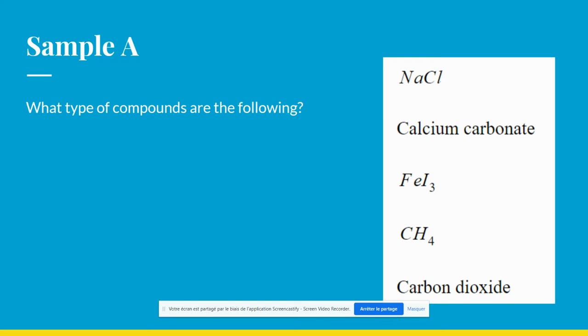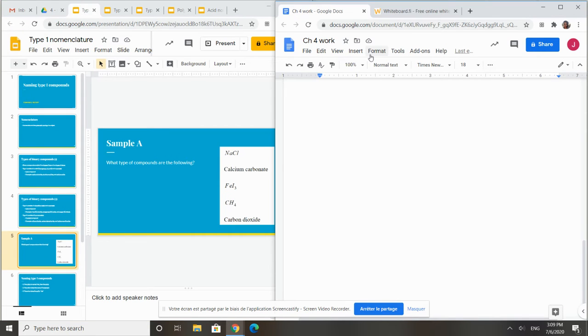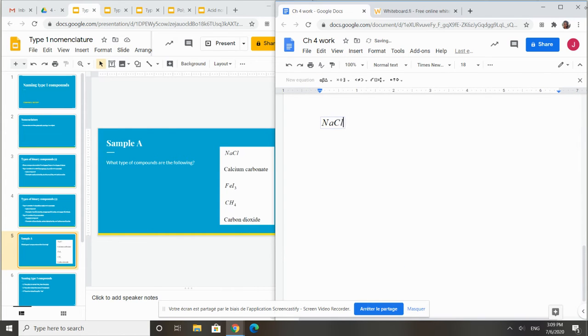Let's work through an example. So NaCl, because sodium is a metal from group 1 and chlorine is a nonmetal, this is type 1. And I have calcium carbonate. So because calcium is in group 2, and carbonate, you might not yet know what it is, but it is an anion. So this is also type 1.